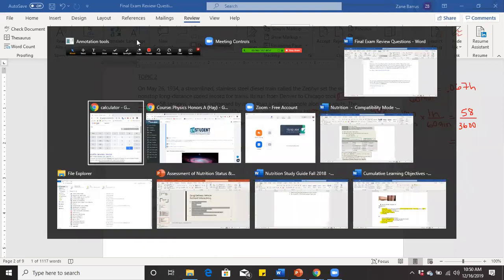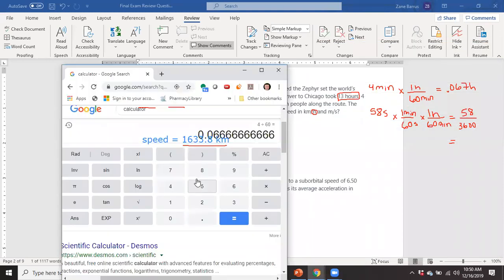Let's whip out the calculator again. I'm going to take my 58 and divide that by 3,600, which tells me I'm dealing with 0.016 hours. Let's go ahead and add our hours with the hours that were already given to us. So we're going to have 13 hours plus 0.067 hours plus 0.016 hours, and that should give us the grand total time in hours of our journey. That gives us a grand total of about 13.083 hours.